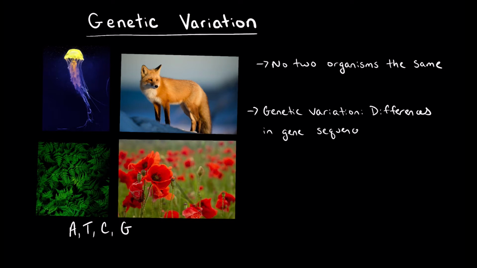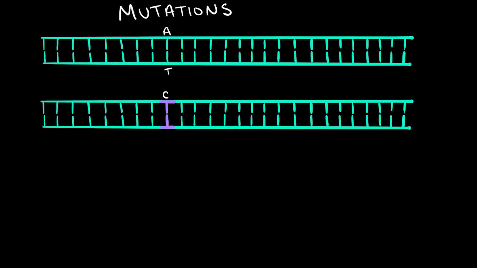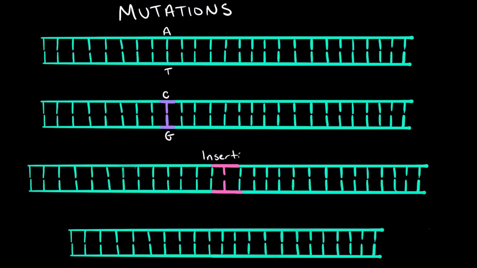Genetic variation is a term that covers differences in gene sequences between organisms. The two main sources of genetic variation are sexual reproduction and genetic mutations. So let's talk about mutations first. Mutations are really just typos in the DNA sequence. So here we're looking at a strand of DNA. A mutation could be a swapped nucleotide, like an A instead of a C, or a small insertion or deletion of base pairs. This can happen when cells replicate their genome to make new cells.